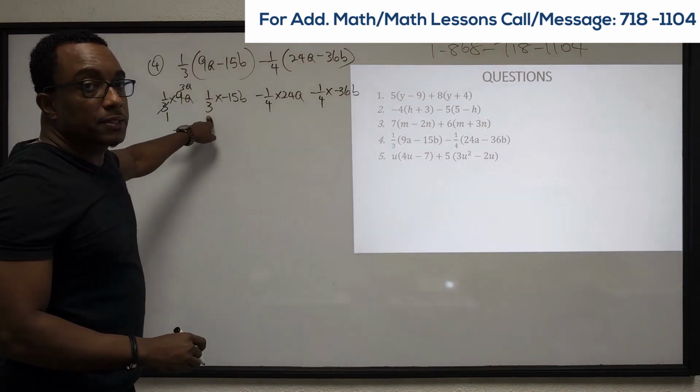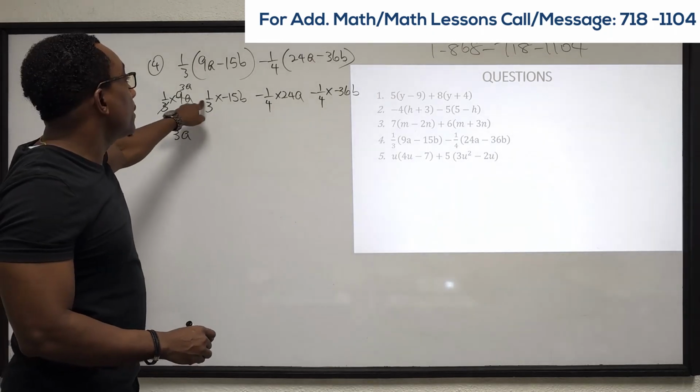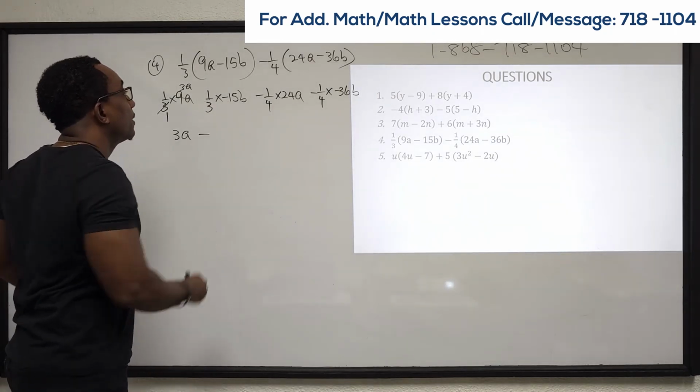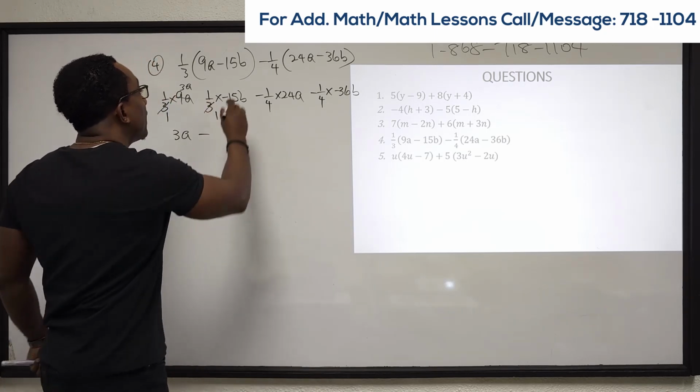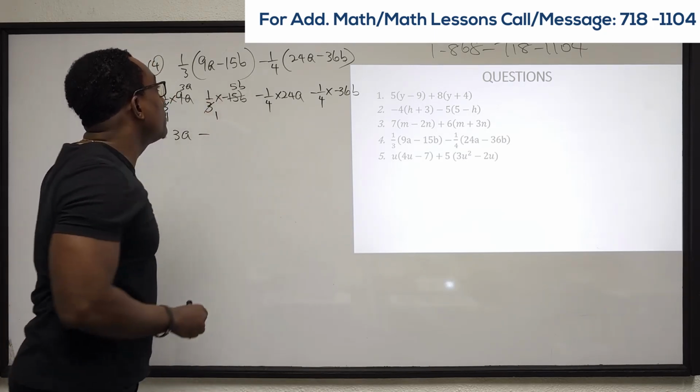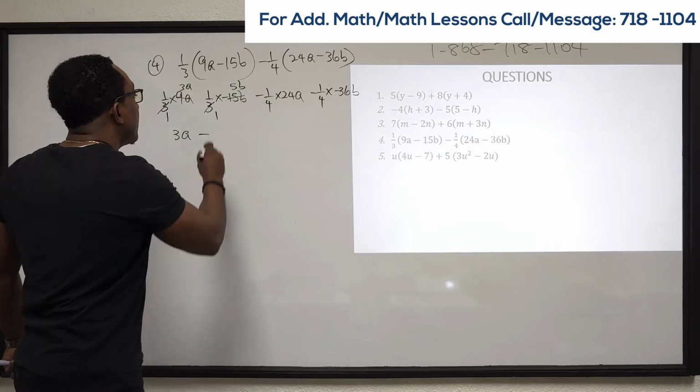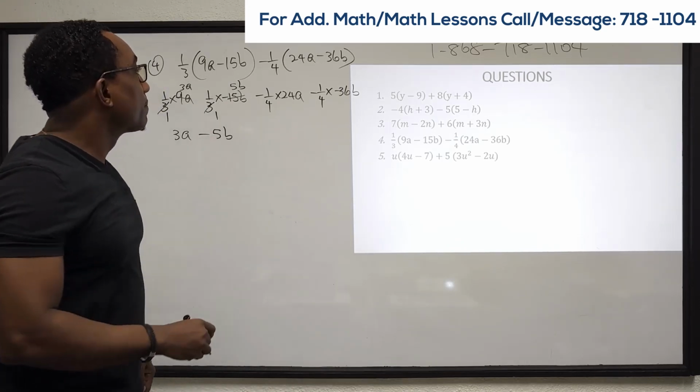What is positive 1/3 by negative 15b? A plus by a minus is a minus. 3 into 3 is 1. 3 into 15b is 5b. 5b by 1 is 5b. So we have a negative 5b.